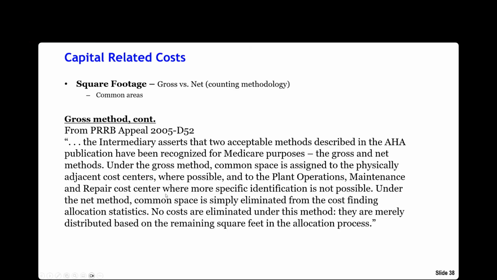But the net method, which is the other one, the whole net means something's been subtracted, and here any of that common space is subtracted. Hallways, waiting rooms, things like that are subtracted. And that means that the total square footage number is less, and obviously every individual cost center would have less as well. They don't count their hallways anymore. And it might change the allocation a little bit, but the point is it's an easier way of counting. You have both methods to use. The goal is to remain consistent.